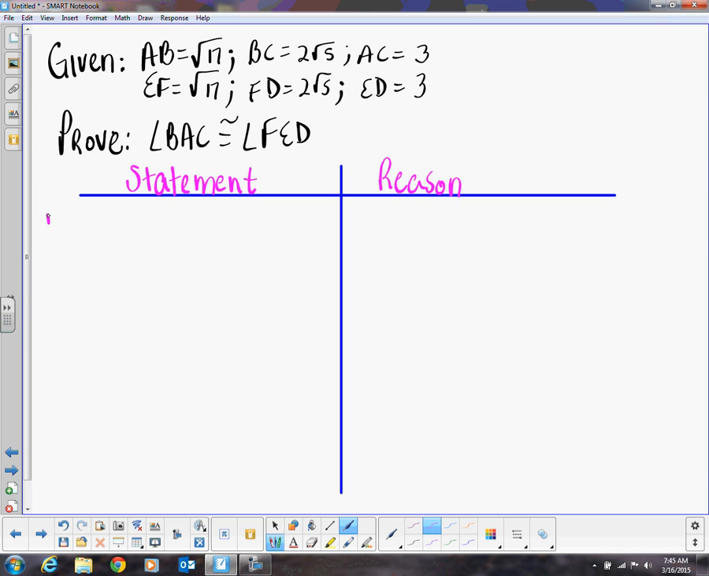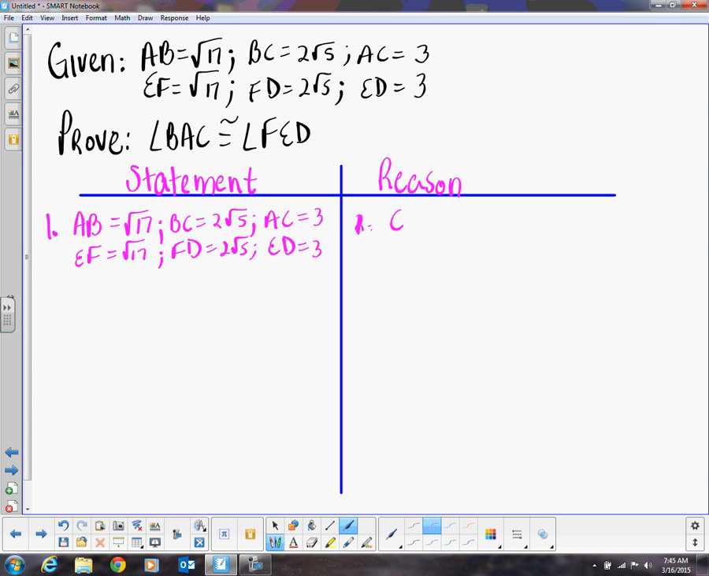This is my reason column. So the first thing I think I'm going to say is that AB is equal to the square root of 17. We know BC is equal to 2 square root of 5. We know AC is equal to 3. We know EF is square root of 17. We know FD is 2 square root of 5. And we know ED is 3. How do I know this? It is given.